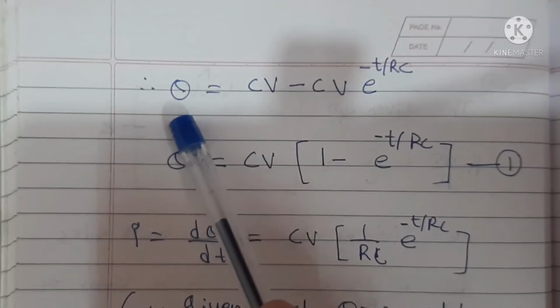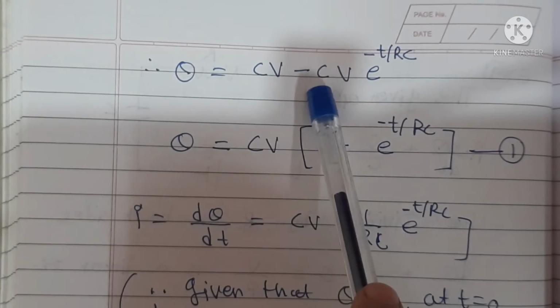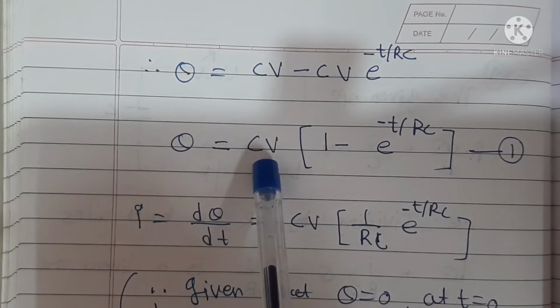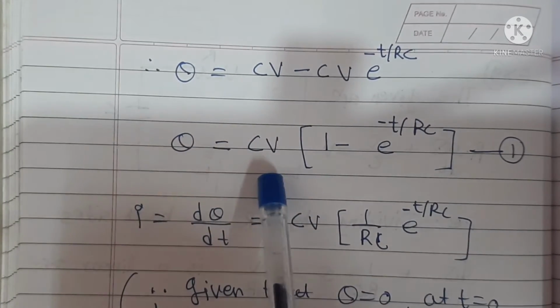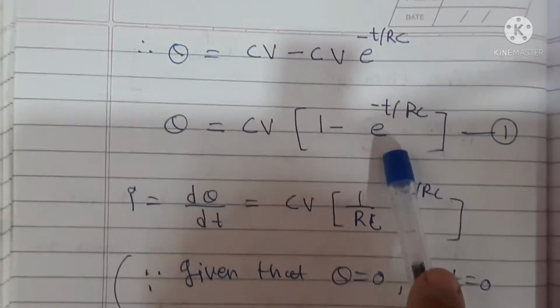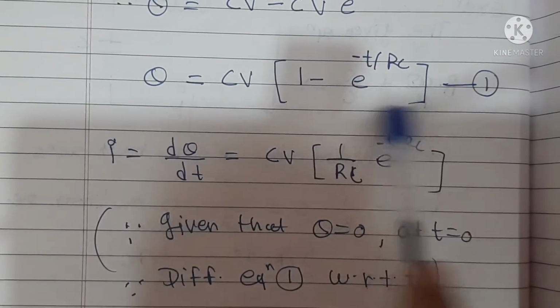Now I am going to put the constant C1 in my original equation. Q is equal to CV minus CV e raised to minus t upon RC. Therefore Q is equal to CV, taking it common out of the bracket, times 1 minus e raised to minus t upon RC. This is equation number 1.